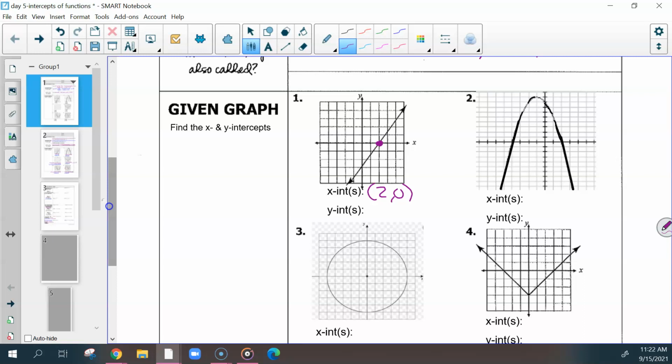Where is my y-intercept? Where does it cross this y-axis? And it might be easier if you look at your own paper than up here, just because it's right in front of you. -3. So here our x is 0, (0, -3). Just really look at the graph, see where it crosses the axis.